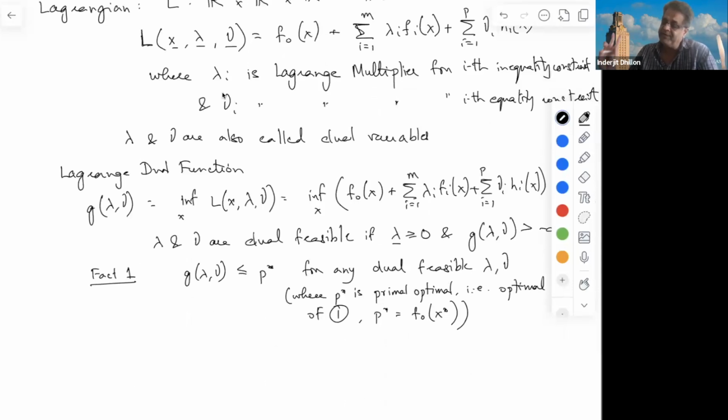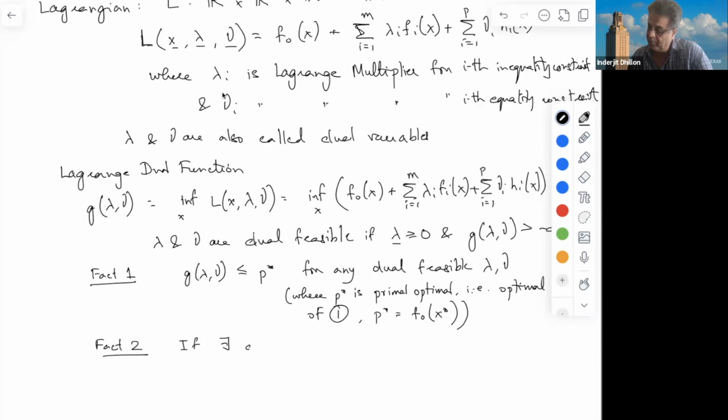So that already gives us a hint that if you want to find P star, one alternate way could be to just look at the Lagrange dual function and actually try to maximize it, right? Because it'll approach P star. And fact 2 says that there are certain kinds of problems where if you maximize it, you will actually get the optimal solution of the primal and the dual.